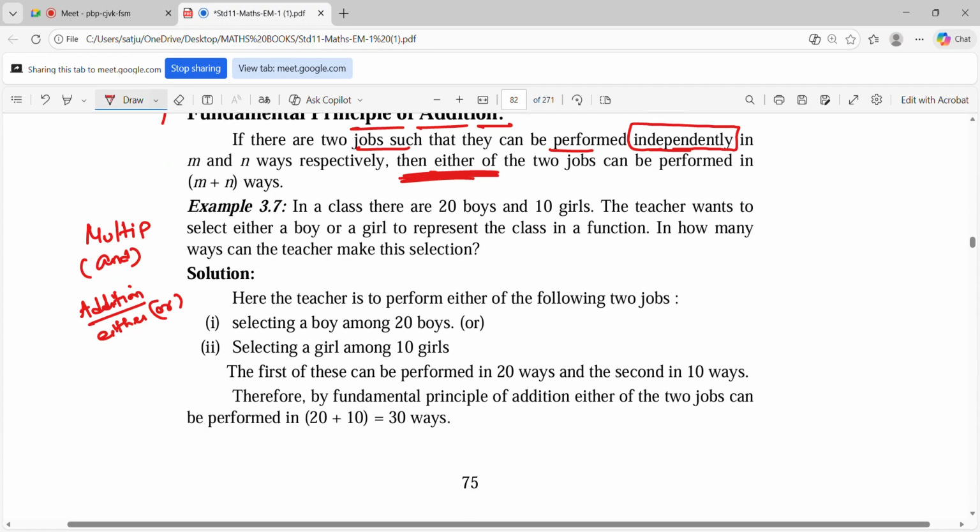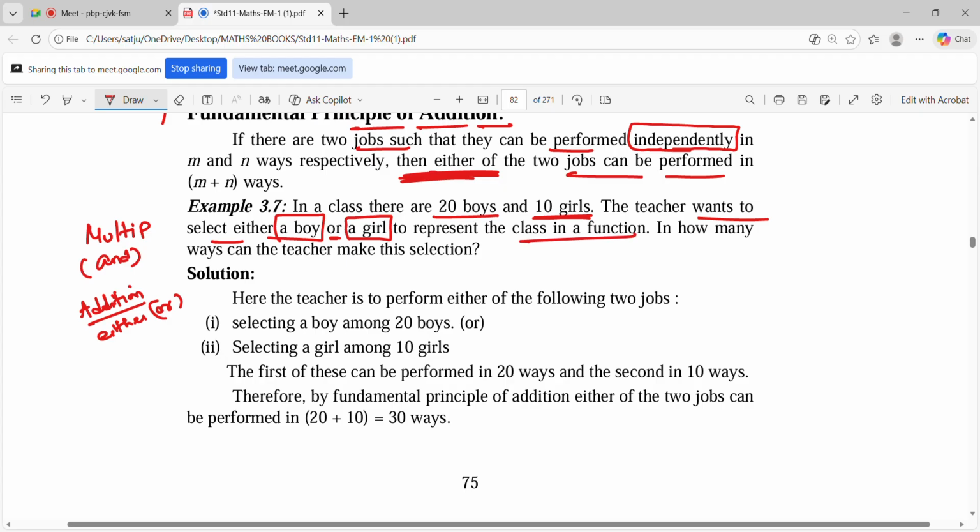Next, see here, same question. There are 20 boys and 10 girls. So this is the data provided, both situations have the same data. See the question here. The teacher wants to select either a boy or a girl, so independently, either or. But in the previous case, both jobs had to be performed. Here either of the two jobs can be performed. Understand the concept.